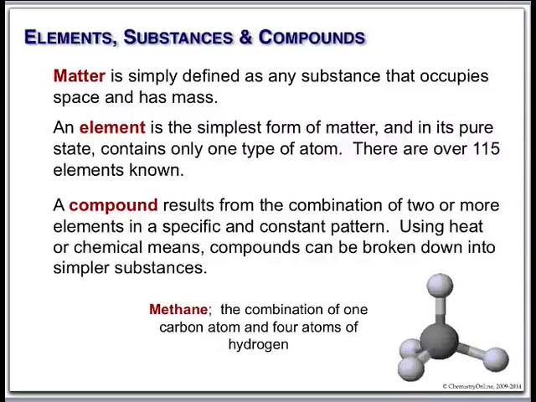We can convert the compound back into elements, but not by simple physical means. We have to use chemical means to do that, because we have to break these bonds in order to get there. We'll see that that's going to be called a chemical change later on. If we have methane, it is a pure substance. It is one thing, but it contains two different elements.